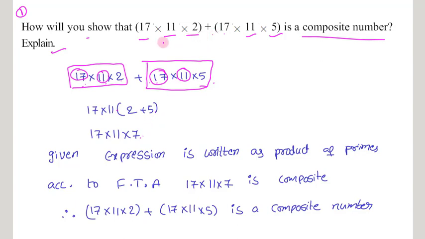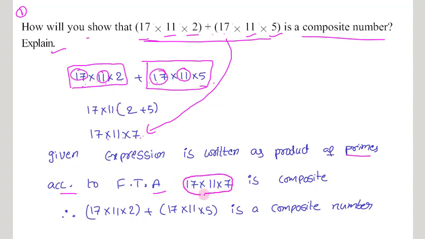That means the given numerical expression I wrote as a product of 17 into 11 into 7. That means the given expression is written as a product of primes. So, according to the fundamental theorem of arithmetic, if a number is expressed as a product of primes, then it is a composite number. So our expression, 17 into 11 into 2 plus 17 into 11 into 5, is also a composite number.